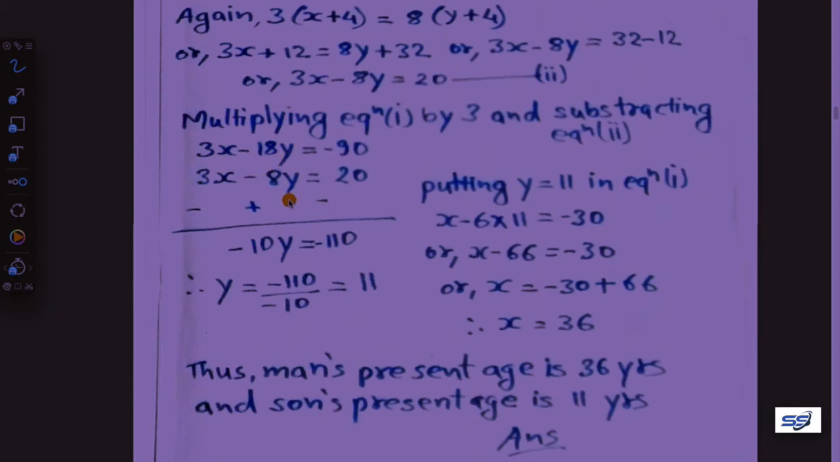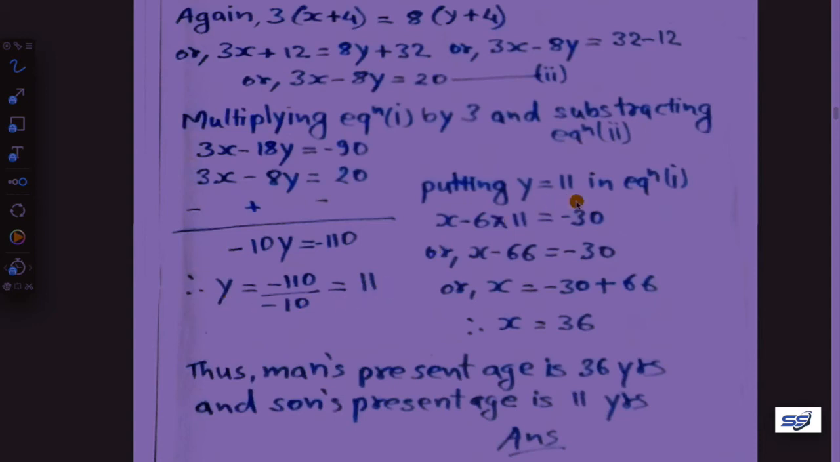Now minus 18y plus 8y comes minus 10y equal 110. Here, both 90 and 20 are minus, so both shall be added. It comes 110 as minus. Now 110 shall be divided by 10. Therefore y equal 110 divided by minus 10 equal 11. In this way we get the value of y equal 11.